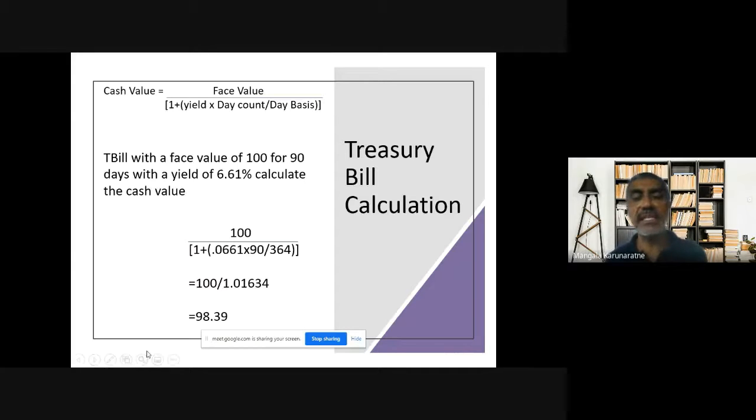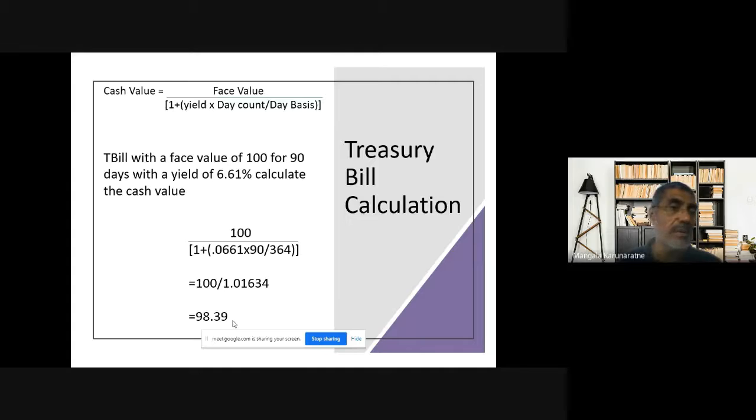So in this case, if I take this example, someone is buying this, and another person is selling it. What would be the gain, the revenue out of this treasury bill for the person who is buying? 100 minus 98.39. So that is the gain you will be receiving at the end of the period out of this treasury bill investment.